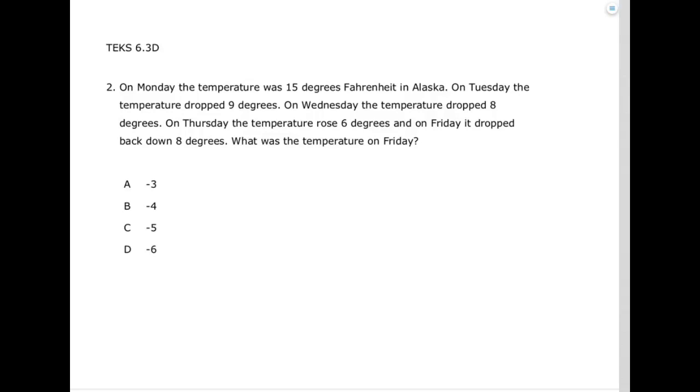This is test corrections video number 2 for question 2. On Monday the temperature was 15 degrees Fahrenheit in Alaska. On Tuesday the temperature dropped 9 degrees. On Wednesday the temperature dropped 8 degrees. On Thursday the temperature rose 6 degrees, and on Friday it dropped back down 8 degrees. What was the temperature on Friday?